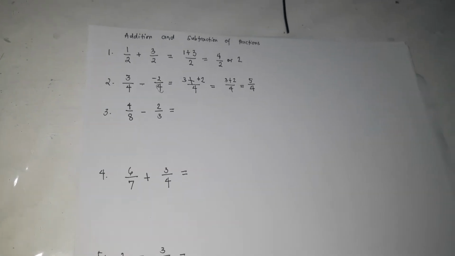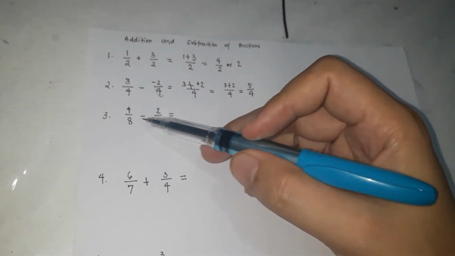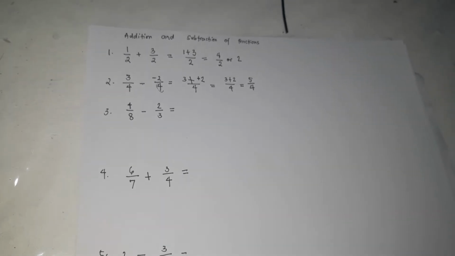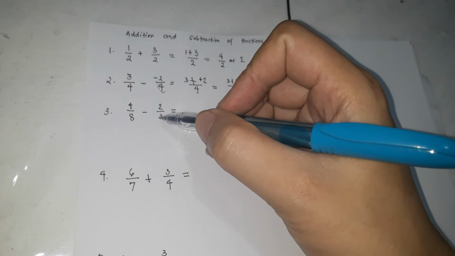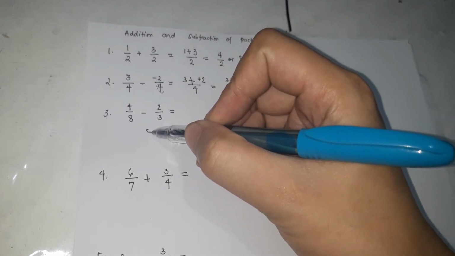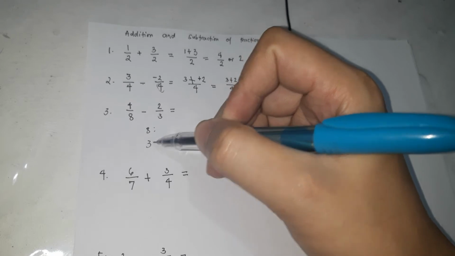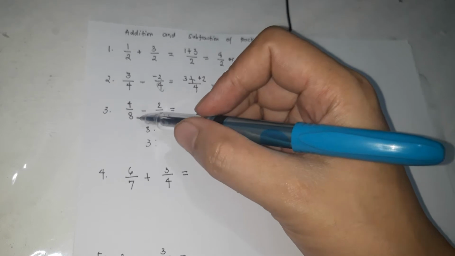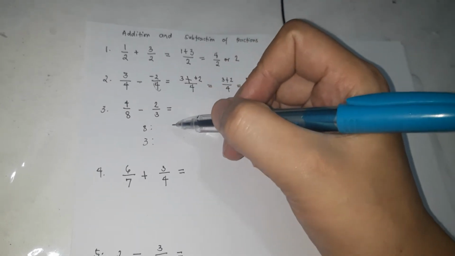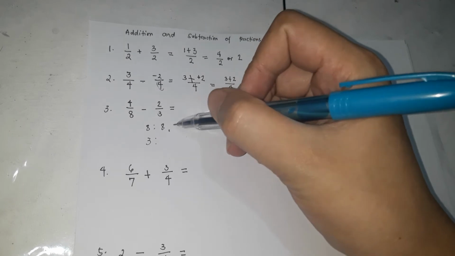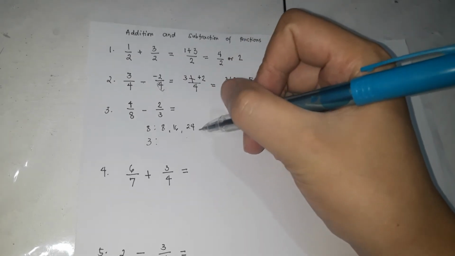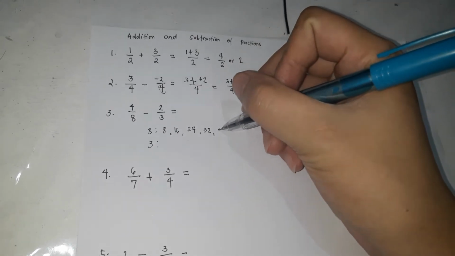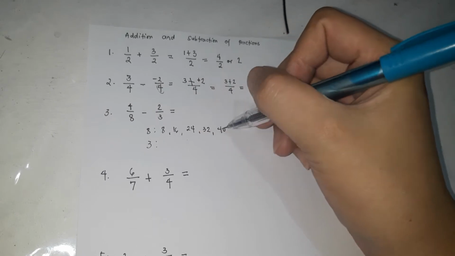How about if they don't have similar denominator, if they are dissimilar fractions? What are you going to do? That's the time that you're going to get the least common denominator. For you to get that, we're going to write first the denominators, 8 and 3. So you're going to list all the multiples of 8. So 8, 16, 24, 32. Not all, but you may start with 5 multiples. So 8, 16, 24, 32, 40.